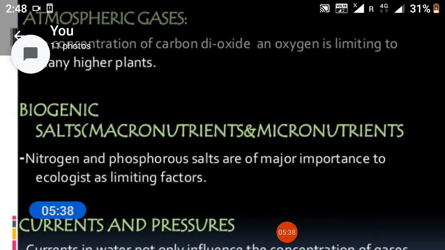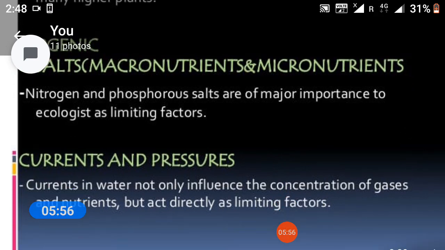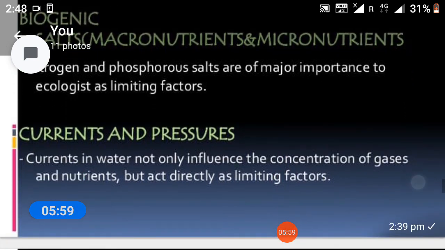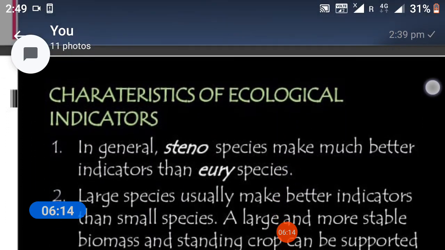Biogenic salts, macronutrients and micronutrients. Nitrogen and phosphorus salts are of major importance in ecology as limiting factors. Current and pressure: current in water not only influences the concentration of gases and nutrients, but acts directly as a limiting factor. Characteristics of ecological indicators.